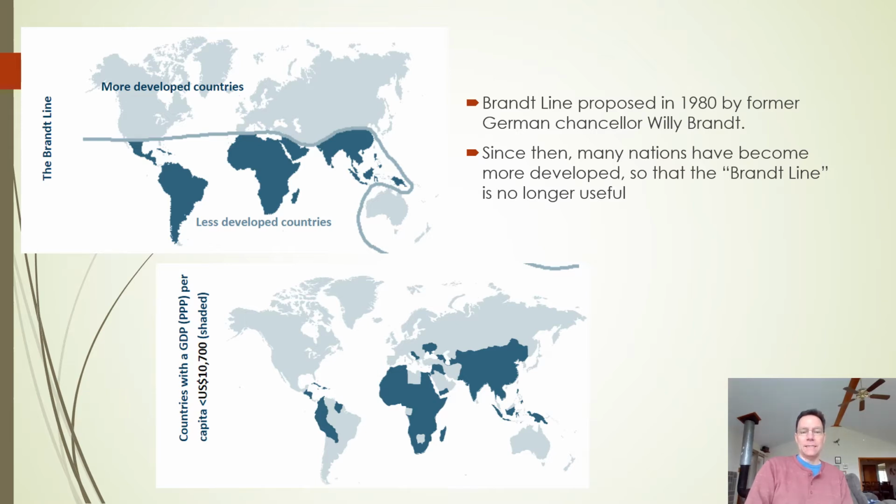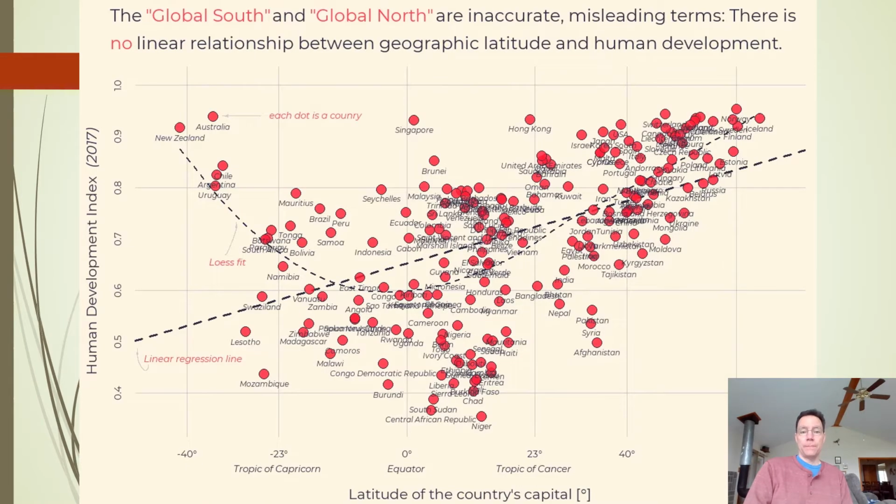That idea has lost some of its value. You can see in the bottom diagram, a lot of countries since 1980 have become more developed. Brazil and Argentina might be examples, so that they really don't belong in the global south anymore in the same way. So the idea of the global south and the global north and the Brandt line has sort of lost some of its value. It's not all that accurate anymore, but it's still used a lot. Even books and papers that come out here in 2020 are still using the terms global north and global south, so you'll still see those.